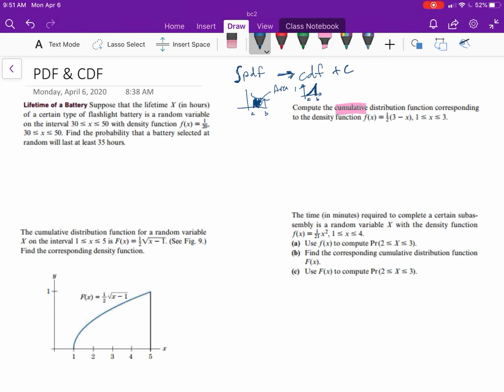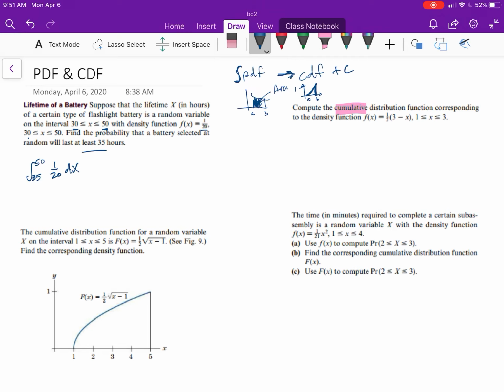So this flashlight lasts somewhere between 30 hours and 50 hours. According to this, the density function is 1/20th. So find the probability the battery selected at random will last at least 35 hours. Well, if it lasts at least 35 hours, then what we're asking is 35 up to 50, because that's the interval given, of the f of x, 1/20 dx.